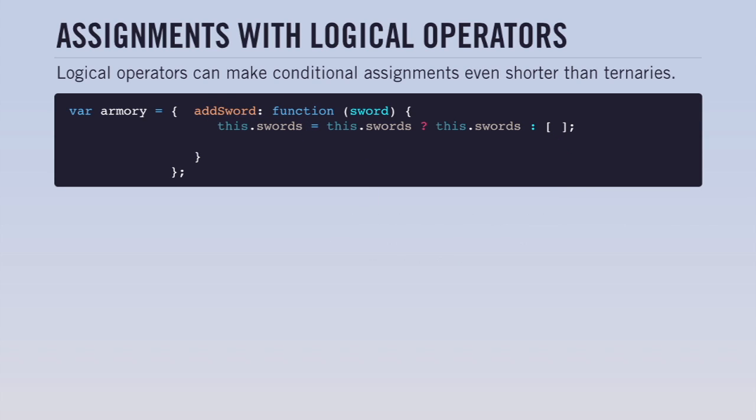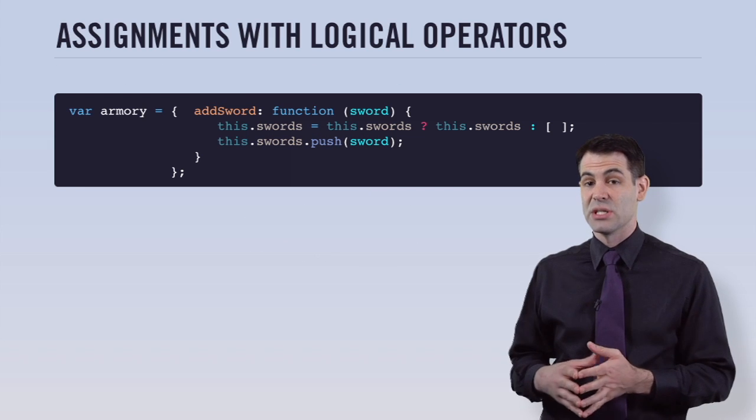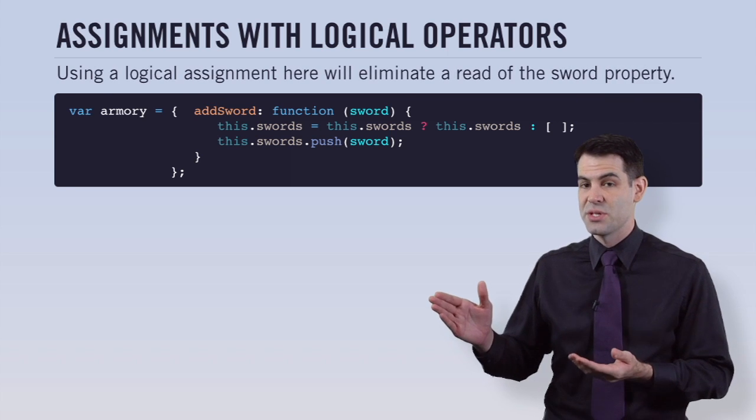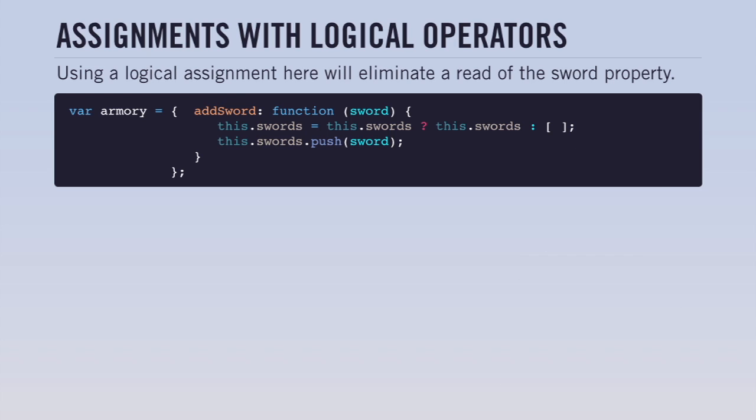Now here's where the money is in this actual function. Now that we've built a swords property, whether it's the old one or a new empty one, we're just going to push the sword, that's the parameter, into that list of swords that we have built or the one that we had. Now this section is about logical assignment, so what we're going to do is transform this ternary statement into a logical assignment. This ternary conditional works just fine.